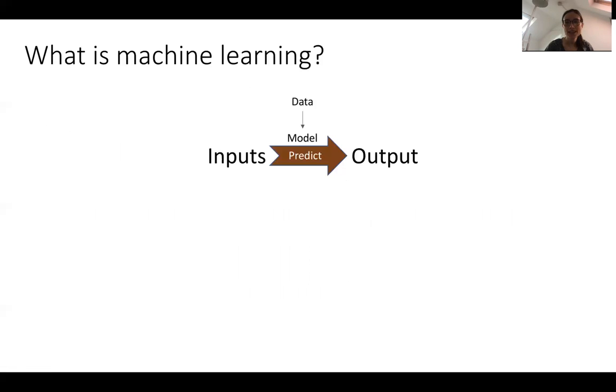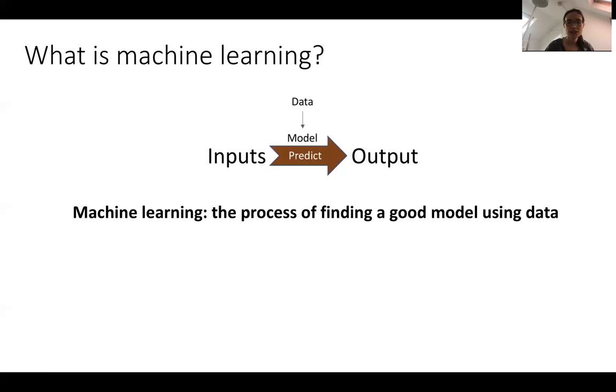So, what is machine learning? Well, in machine learning, you use data to train a model that can make predictions of an output given some input variables. And machine learning is the process of finding a good model using training data.